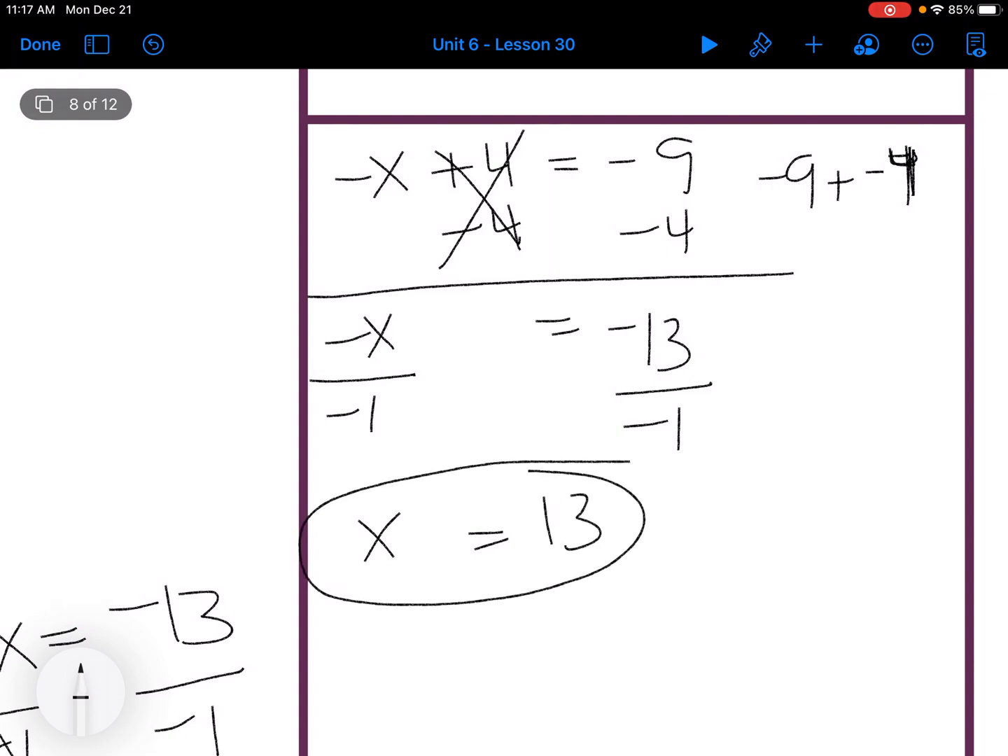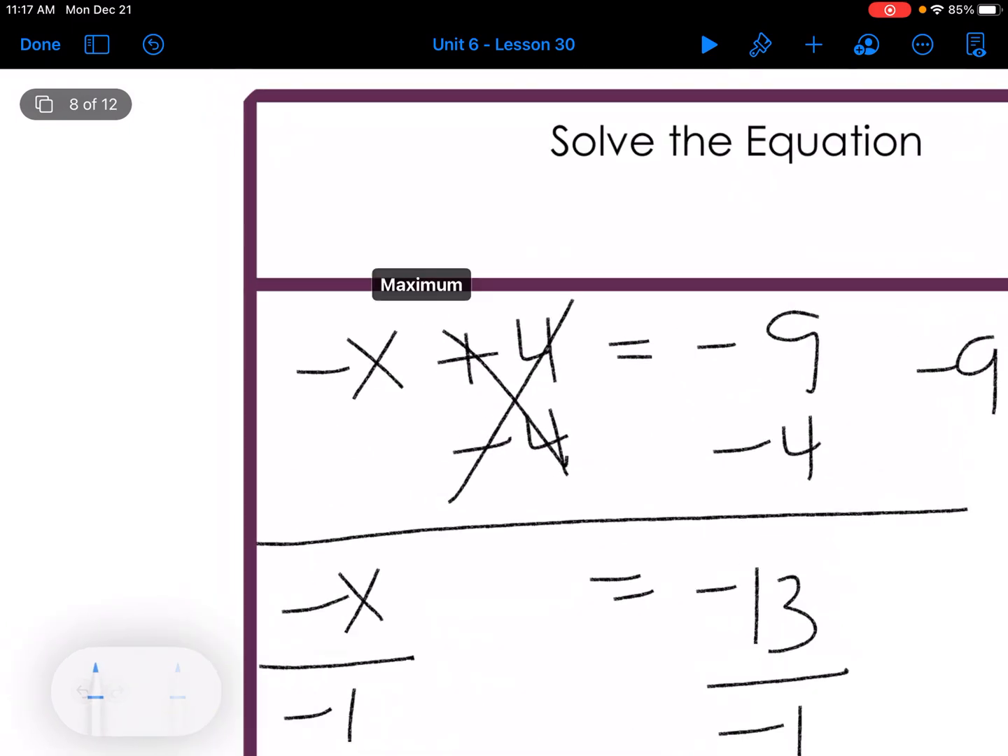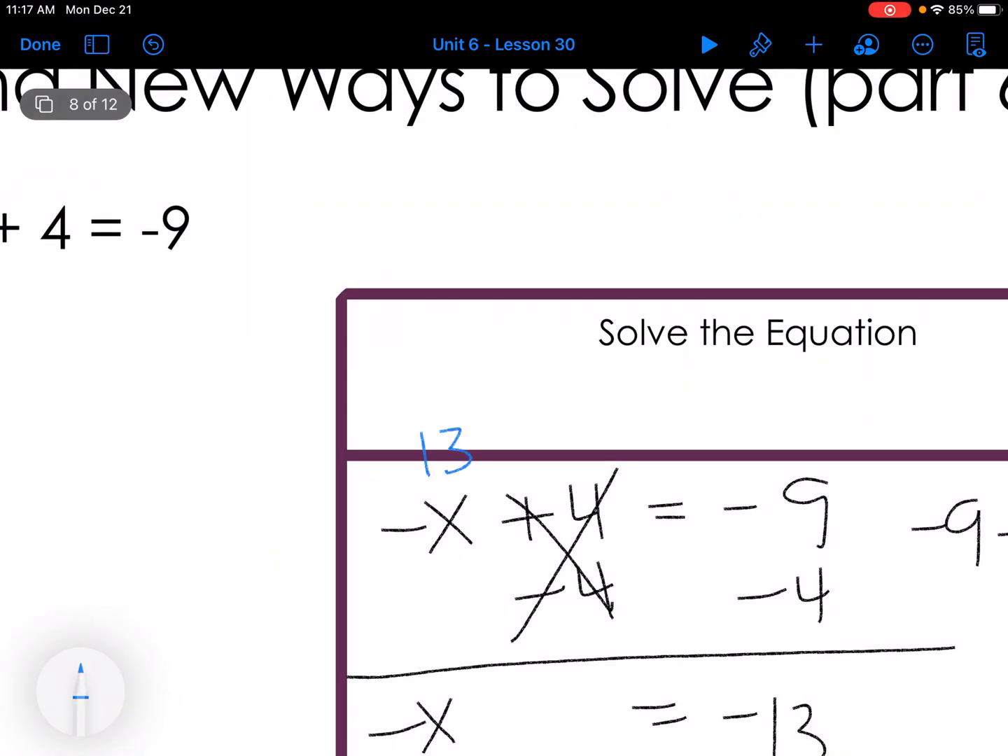Let's check this. If I substitute a 13 in here and I have a negative plus a 4, is that going to leave me with negative 9? Negative 13 plus 4, signs are different. Subtract and take the sign of the larger absolute value. 13 minus 4 is 9. Negative 13 has a larger absolute value. If I left this as negative 13, it would be negative 13, which would be a positive 13.